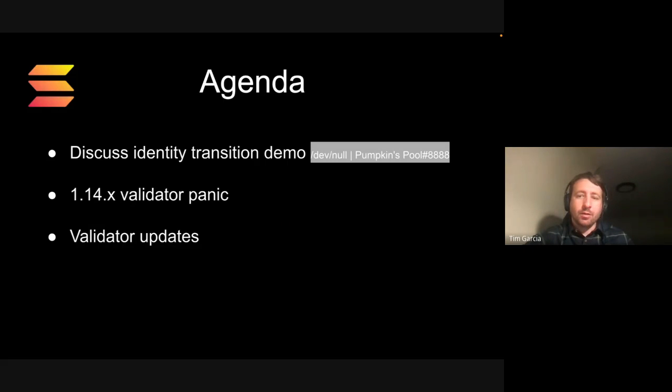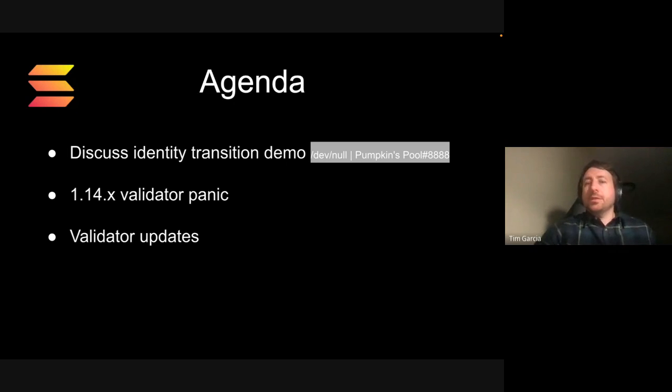So first of all, we're going to talk a little bit about the identity transition demo that Pumpkin Pool put together. I'm going to intentionally talk about the validator panic after that, because we should have some engineers from labs joining just a little bit after the start of this call. So they can give a little more technical detail about what actually happened with that panic, why it happened, and the fix that was proposed. And then we'll talk about mitigations, things that hopefully labs and foundation could do better to avoid or catch more issues like this. And then general validator updates and Q&A at the end.